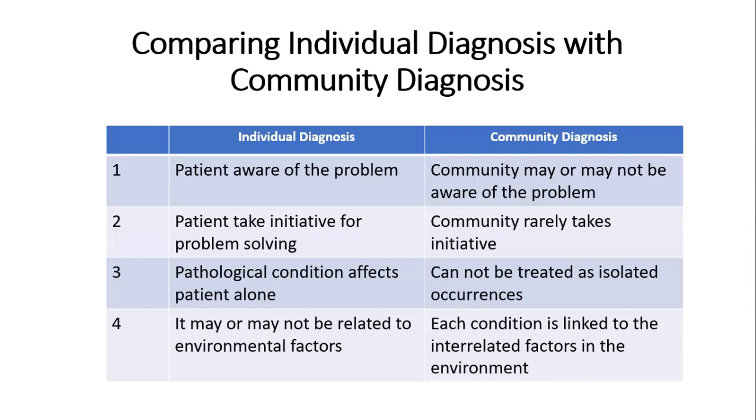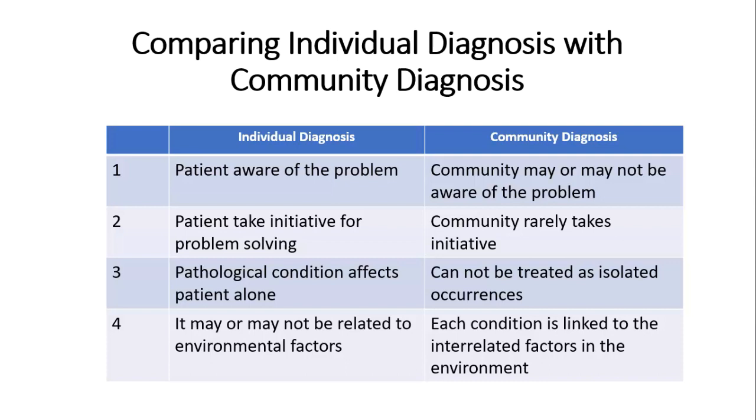But whereas the population at large might not be aware. So in individual diagnosis, the patient takes initiative for solving their problem, whereas in community diagnosis, the community rarely takes any initiative because they think this is none of my problem, because everyone is getting affected, so they have to take care of themselves. So here comes the role of government. If a community is getting affected on a larger scale, the government has to intervene.